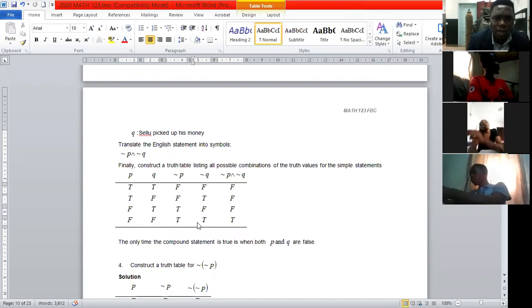True, and as the case may be here. Again, I want to negate Q. Q, you have what? False, true, false, true. The negation of what? Q.